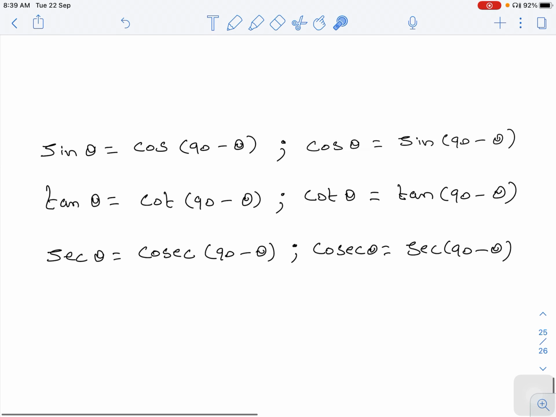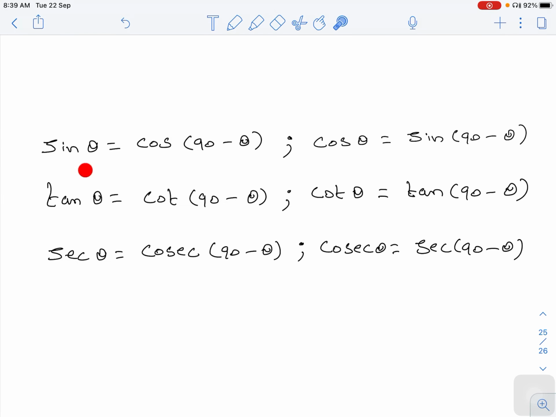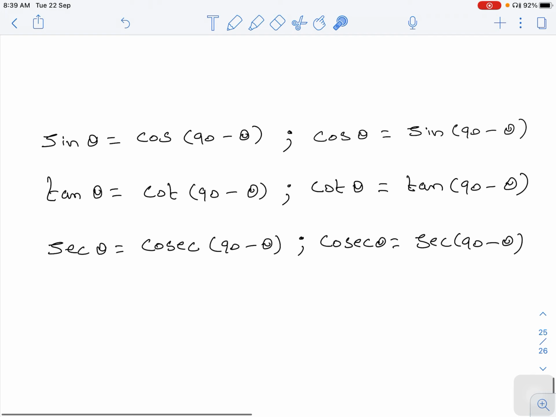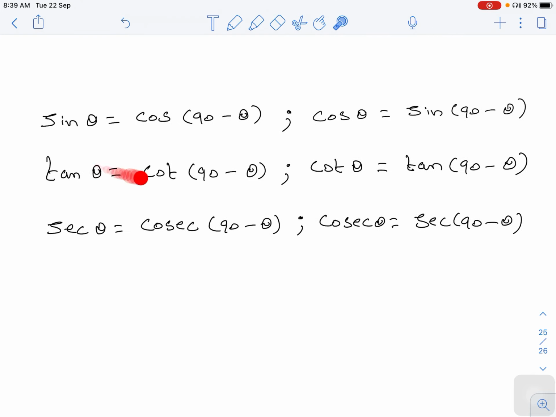So here it can be seen that sine theta is equal to cos 90 minus theta. Similarly, cos theta is equal to sine 90 minus theta. Tan theta is equal to cot 90 minus theta. Cot theta is equal to tan 90 minus theta. Sec theta is equal to cosec 90 minus theta. And cosec theta is equal to sec 90 minus theta. Okay. So what can we say? That these all are nothing but the complement of each other.